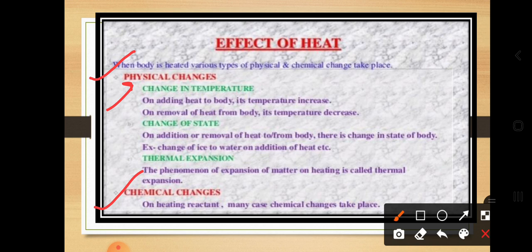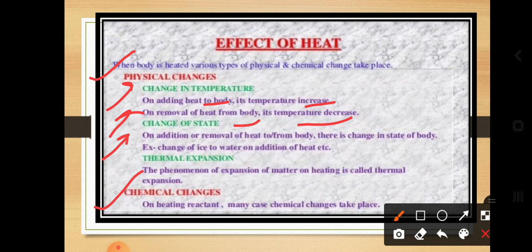On adding heat to a body, its temperature increases. Suppose your normal body temperature is around 35 to 40 degrees Celsius and you get a fever, then you will find an increase in temperature. This is one example of change in temperature. On removal of heat from the body, its temperature decreases. Okay. After taking antibiotic tablets, or by applying cotton cloths wet with water a number of times, you can decrease the temperature of the body.